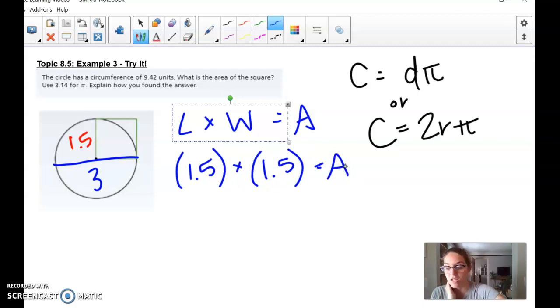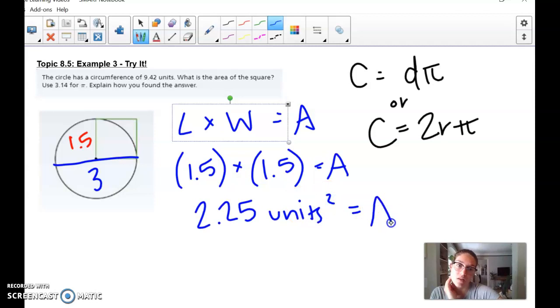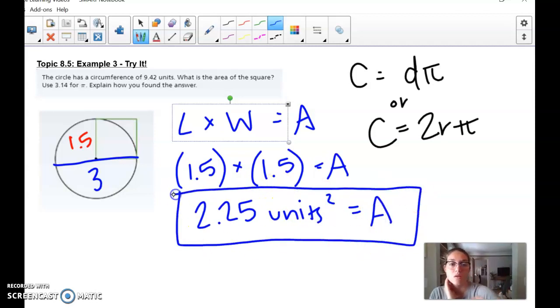And then my area is equal to 2.25 units squared. So we're going backwards from the circumference, finding our diameter, then finding our radius, and using that in order to find the area of that square.